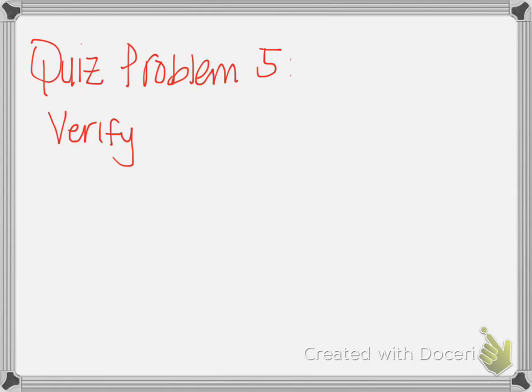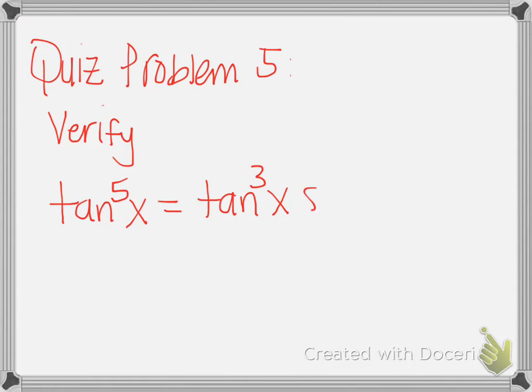So the last problem, quiz problem number 5. Again, the quiz will be worth 10 points, so each problem will be worth 2 points. Verify that the left-hand side, tangent to the 5th x, equals tangent cubed x times secant squared x minus tangent cubed x. Okay, so we are now finished.